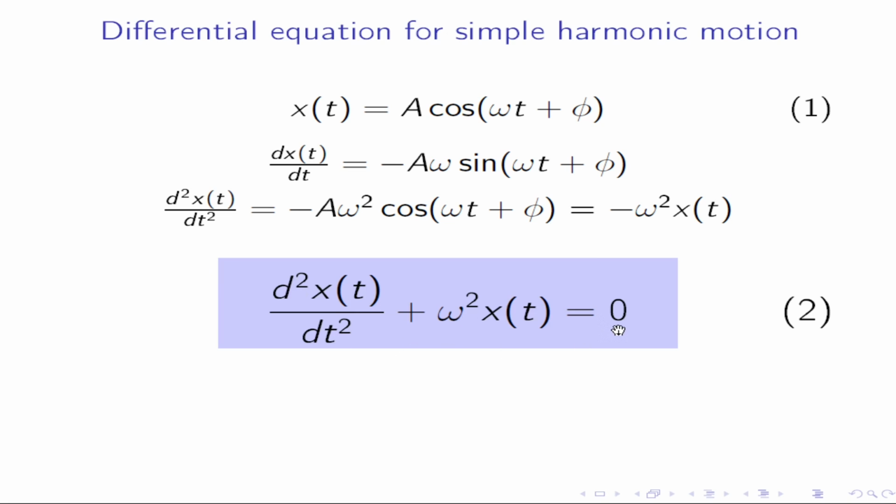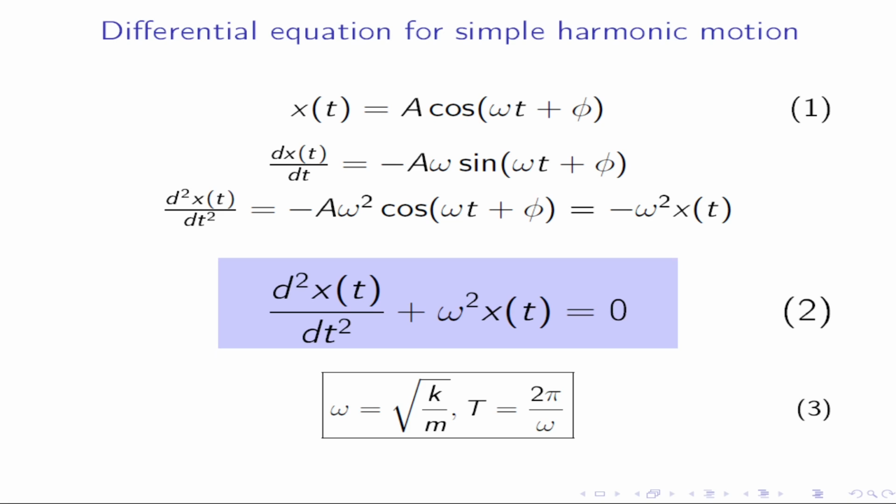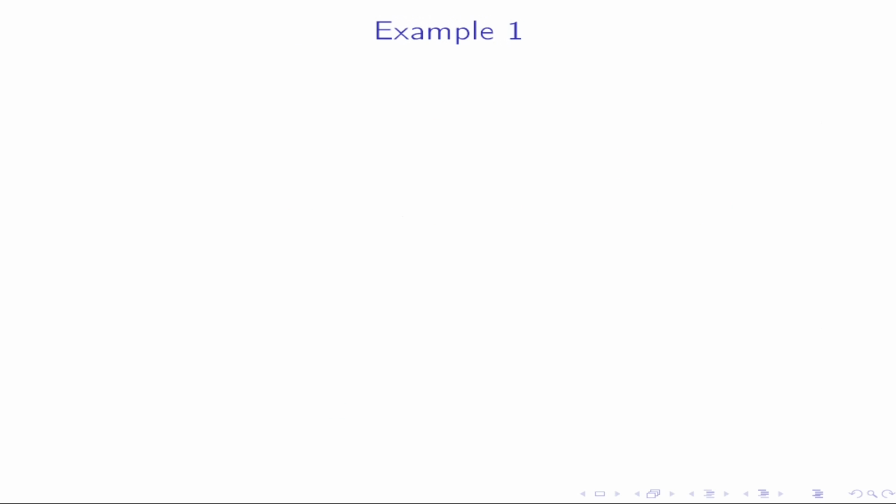This is known as the differential equation of simple harmonic motion, where omega is square root of k by m and T is 2 pi by omega. Now let us do one example.